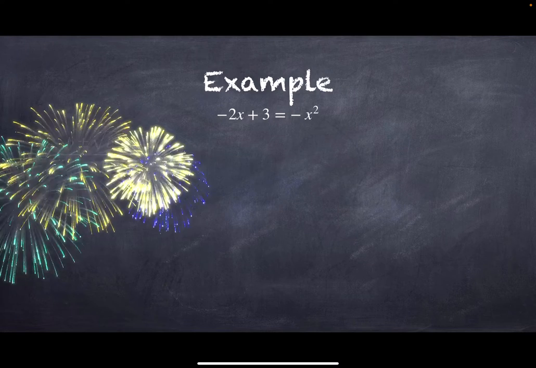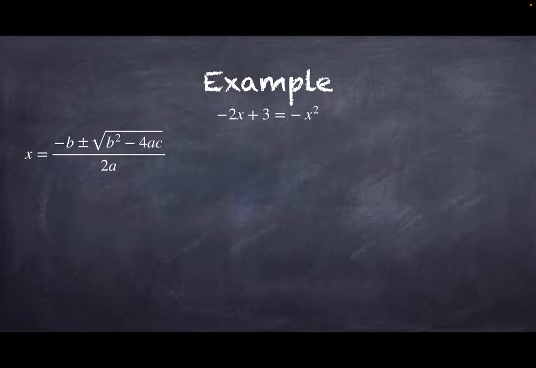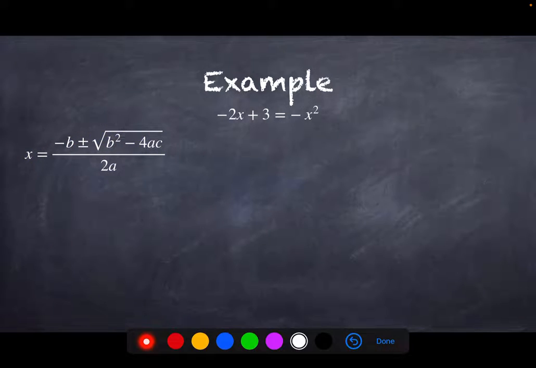So here will be an example. Once again, there's that quadratic formula. So let's get in standard form. I'm going to move that x squared. I'm going to add it to both sides to have x squared minus 2x plus 3 equals 0. So that means my a must be 1, my b is negative 2. Remember the negative sign comes with it, and my c is 3.